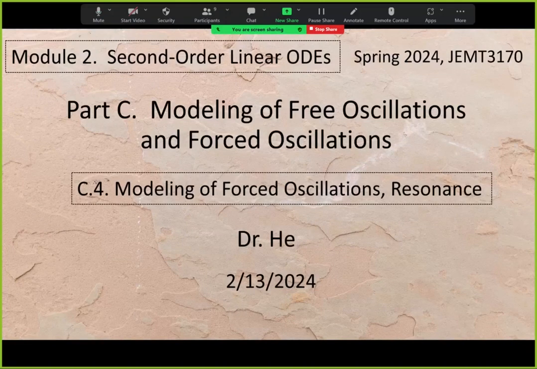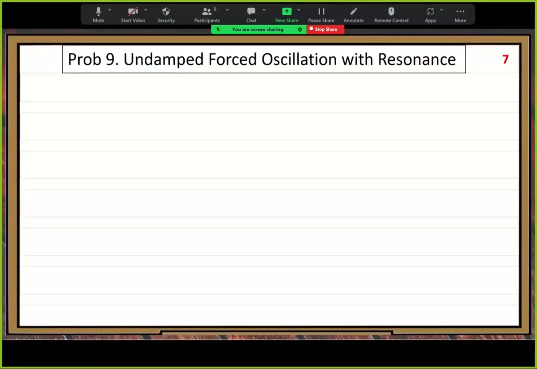I think this should be section C.5: modeling of forced oscillations, and at the same time we need to look at the resonance problem. Let me give you an application question. Problem number 9, undamped forced oscillation with resonance. Undamped, you know, the middle term, the y prime damping term, is gone. So let's look at the question first.